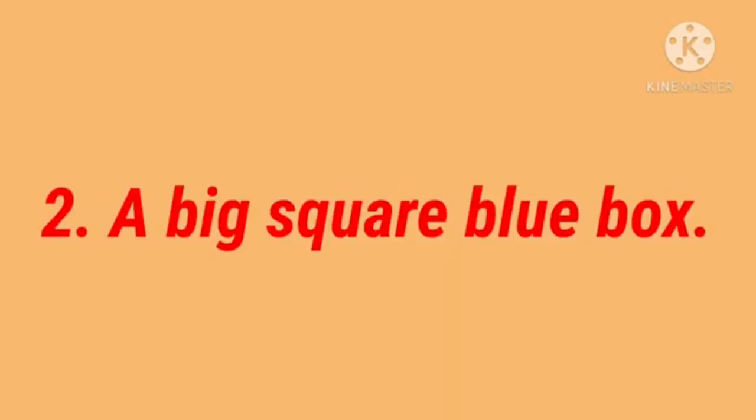Second, a big square blue box. Here which is the noun? Box. Describing words are big, square, blue. Big refers to the size of the box. Square refers to the shape. Blue refers to the color. According to the order, first we want to write size, shape and color. So a big square blue box. The second sentence is also written in the correct order.